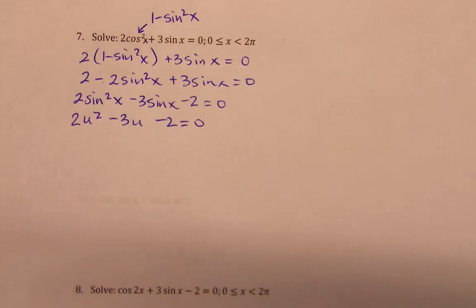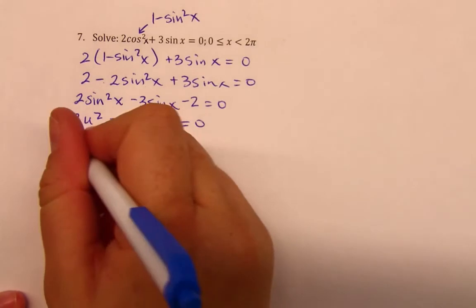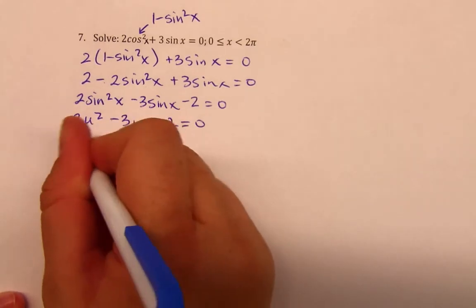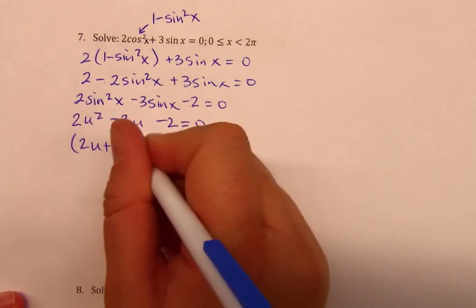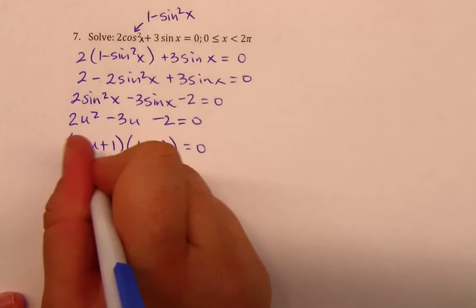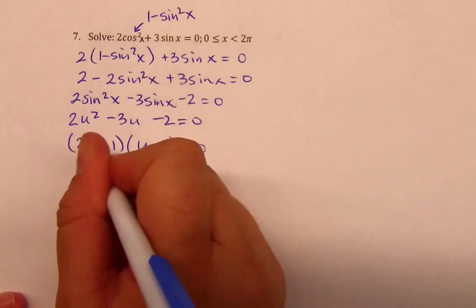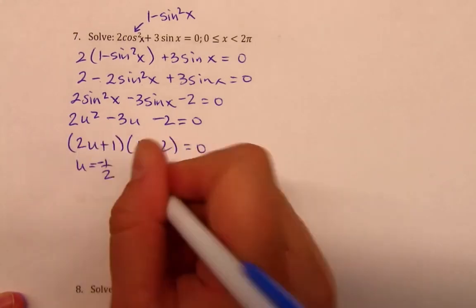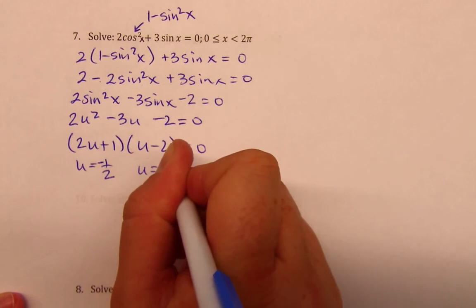And so what we're going to do now is factoring. You can use whatever method you want for factoring. When we factor that, we have 2u plus 1 and u minus 2 equals 0. So u equals negative 1/2, and u equals 2.